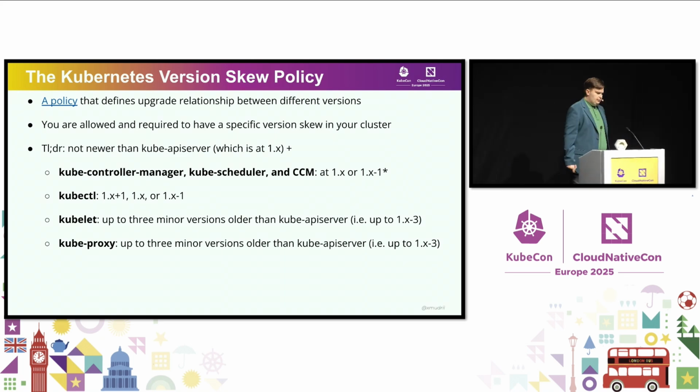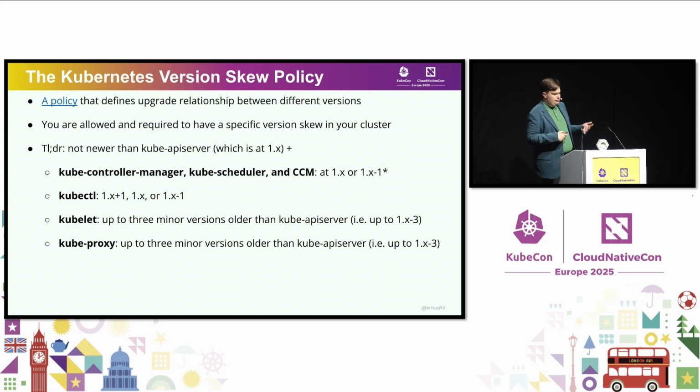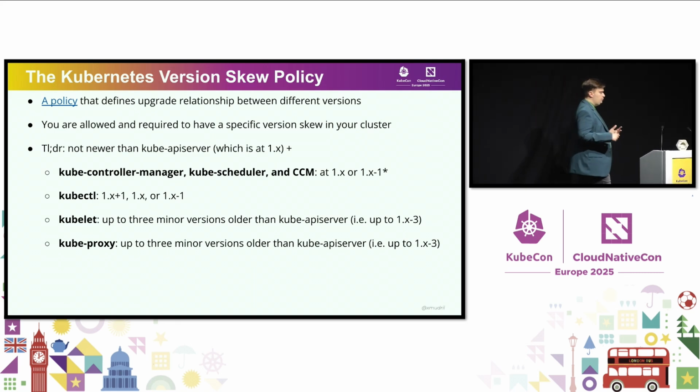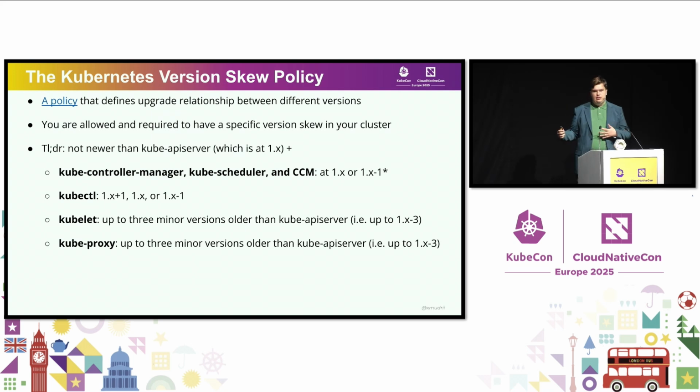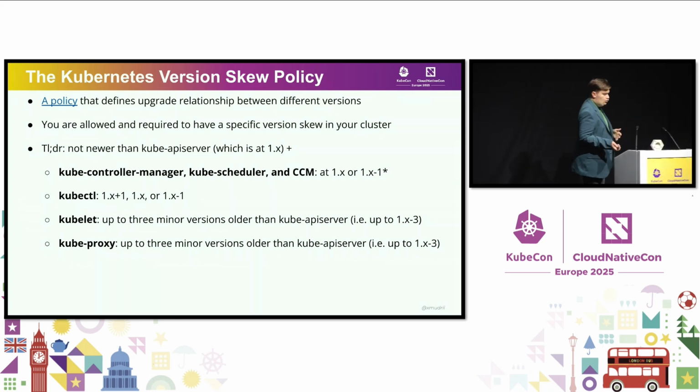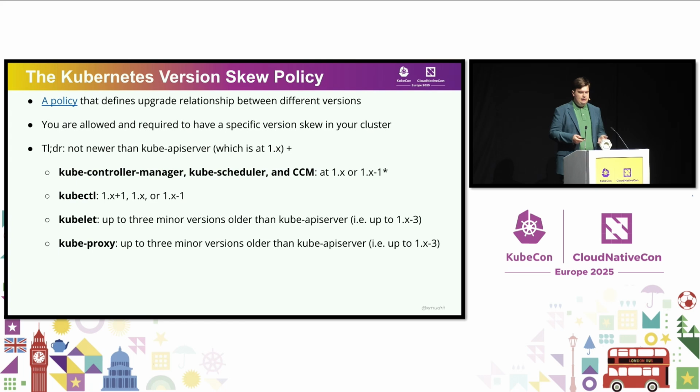And another policy that is important is the version skew policy. It is maybe not as important as the deprecation policy, but it is interesting to keep in mind that you can have a skew when it comes to version between components in your cluster. If you're using the managed offering, not that important, but it's good to know that, for example, in reference to Kube API server, you can use Kube Controller Manager, Kube Scheduler, and CCM that's at the same version or one version prior to that. You can use kubectl that's one version newer than API server or one version older, or the same version, of course.